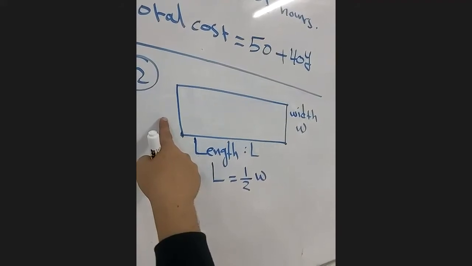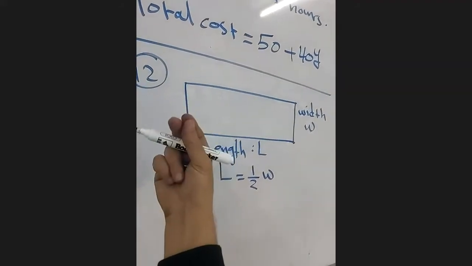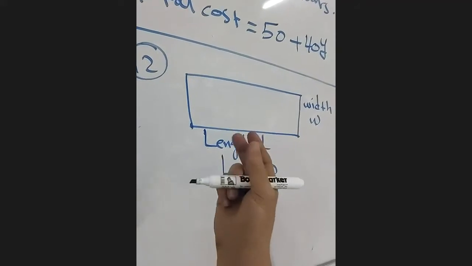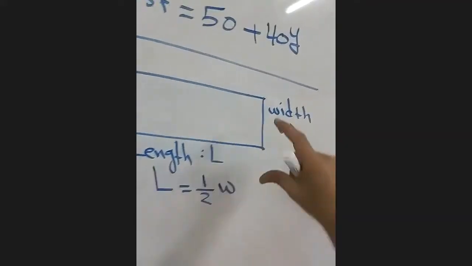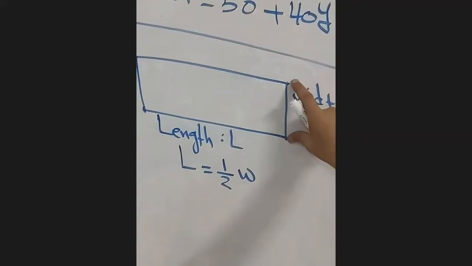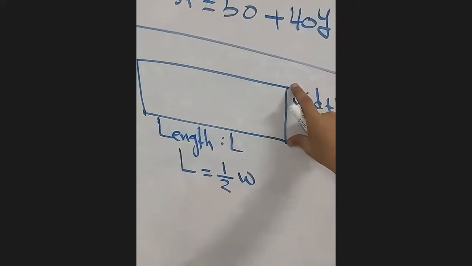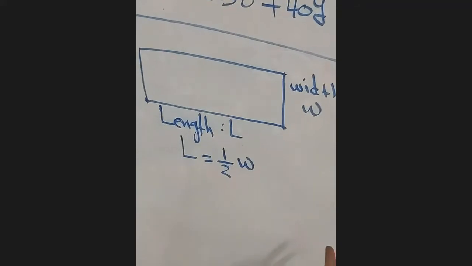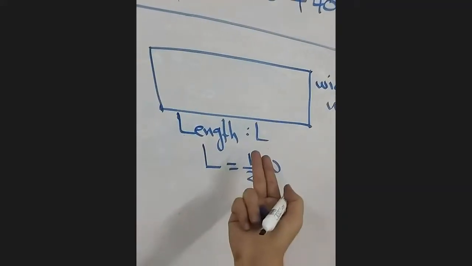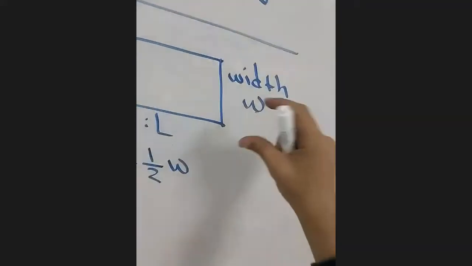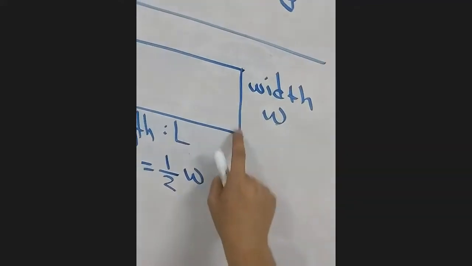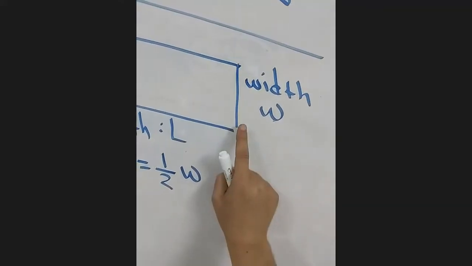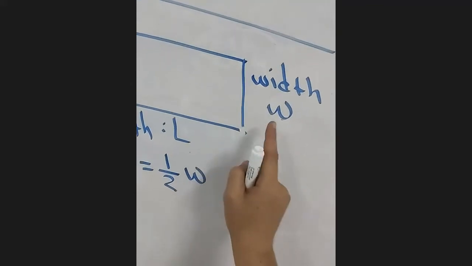Equal to it, 100. I mean one half. What is this? One over two. One over two W. One over two width for the length. I'm talking here now. What's this? What is it?